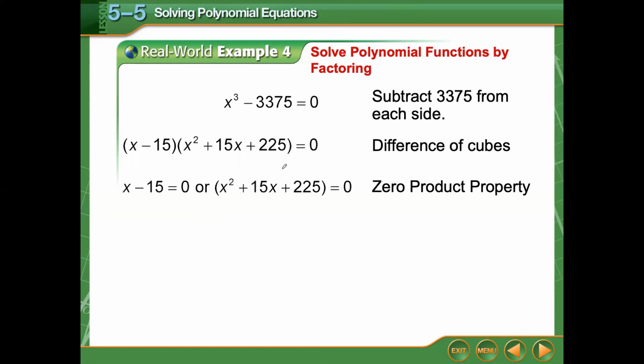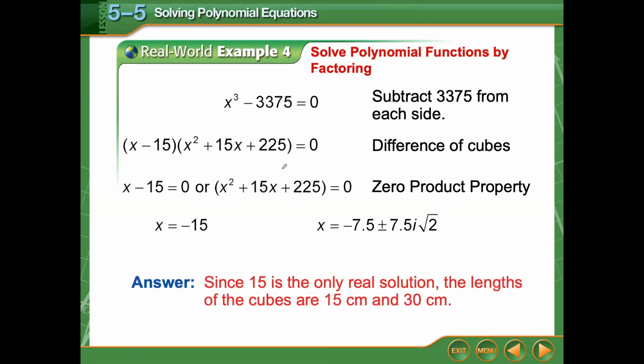Using the zero product property, you get 15, and then you have another 2 imaginary answers. In this case, we live in the real world, so we're going to take the real answer, which is 15. Remember, in the real world, length is only positive. That is the size of the smaller cube. Then we'll go ahead and multiply that by 2 to get 30 for the side length of the larger cube.